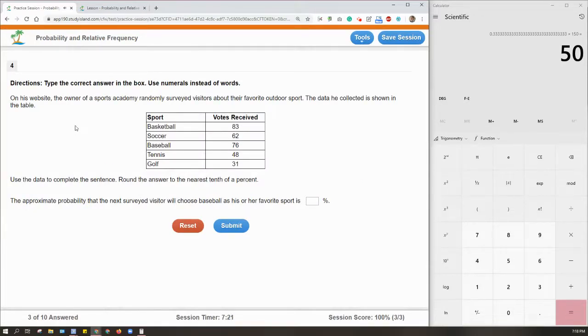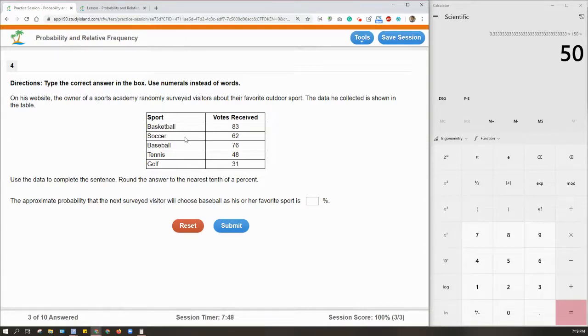Number 4, on his website, the owner of a sports academy randomly surveyed visitors about their favorite outdoor sport. The data he collected is shown in the table. So we got basketball, soccer, baseball, tennis, and golf, and the number of votes they all received. Use the data to complete the sentence. Round the answer to the nearest 1/10 of a percent. The approximate probability that the next surveyed visitor will choose baseball as his or her favorite sport is what?